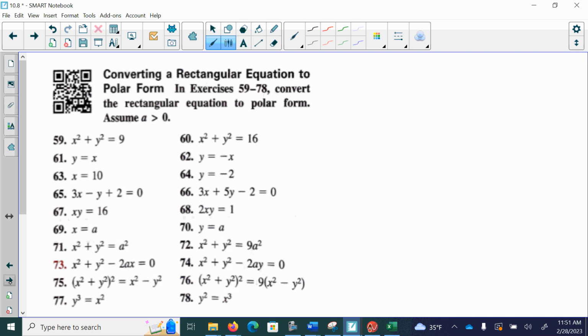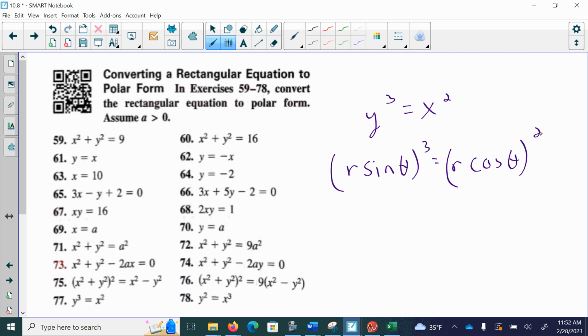77. So you have y to the third is equal to x squared. Do you want me to do it the hard way or the easy way? All right, so every time you see y, what is y equal to, to change it to polar? So this will be r sine theta, and then this is going to be raised to the third power, and then x is equal to r cosine theta, and this is going to be raised to the second power.